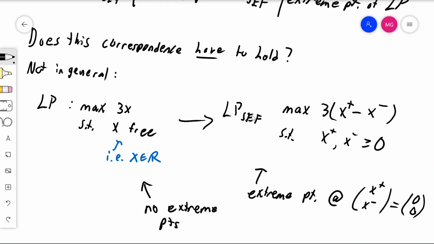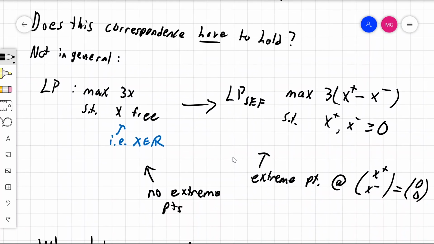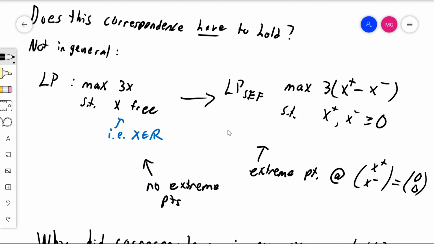This is in standard equality form because there are no equality constraints and all the variables are non-negative. But the thing is that the extreme points don't correspond, because in the original linear program there are no extreme points at all. The polyhedron is just the real line, and there are no extreme points on the real line.